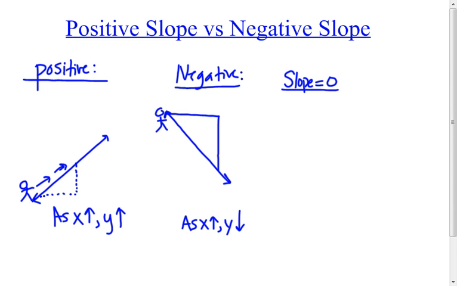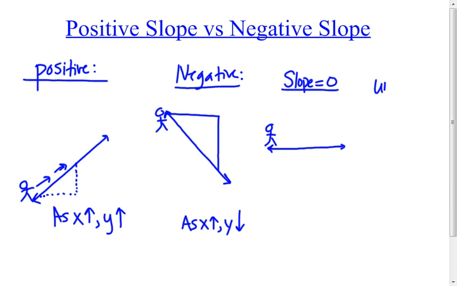Okay? And what that means is a line that looks like this. If you put a little guy on there and you draw a line that looks like this, he's never going to move up and down. He's not going to go up, he's not going to go down, he's going to remain constant at 0. So this line has a slope of 0. Horizontal lines always have a slope of 0.